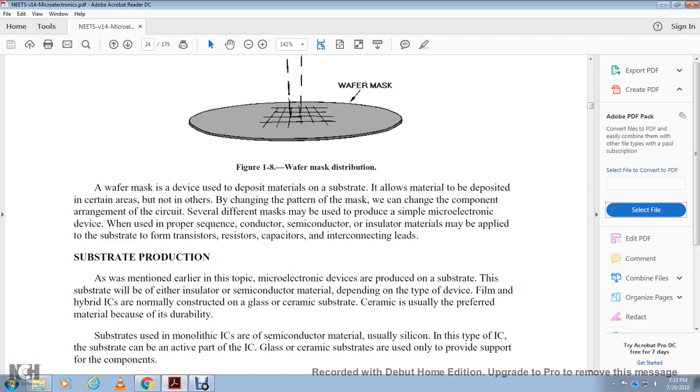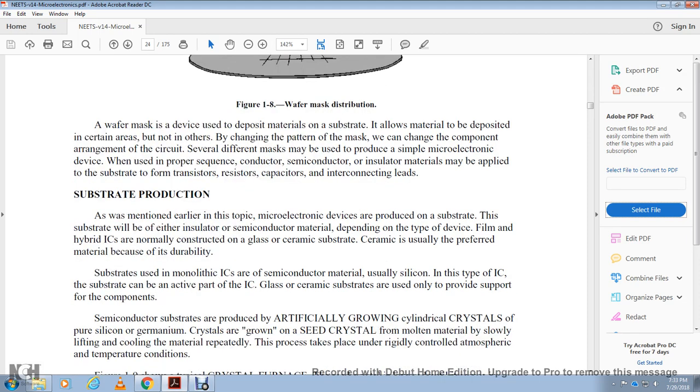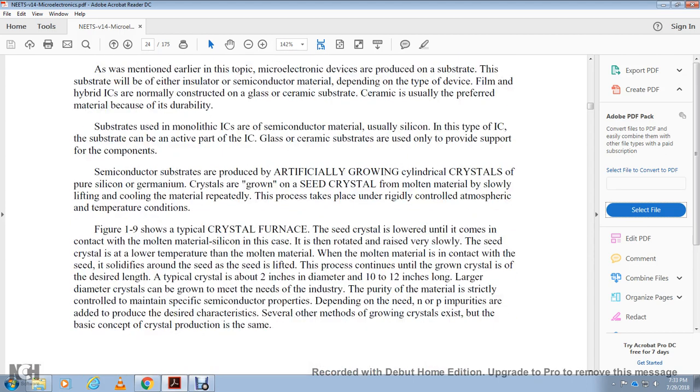Glass and ceramic substrates only provide support for the components. Semiconductor substrates are produced by the artificial growing of cylindrical crystals of pure silicon or germanium. Crystals are grown from a seed crystal by drawing from the molten material, slowly lifting and cooling the material repeatedly. The process takes place under rigidly controlled atmospheric and temperature conditions. Figure 1.9.